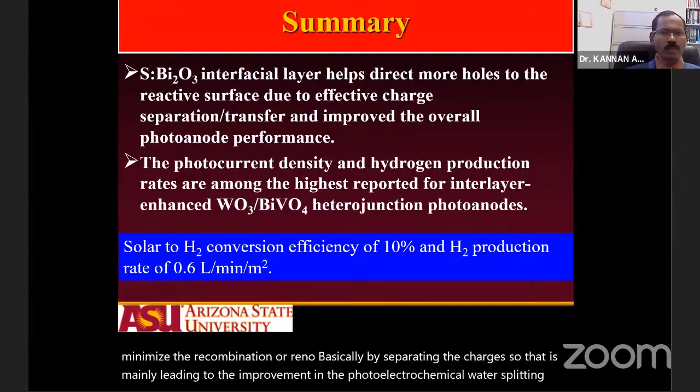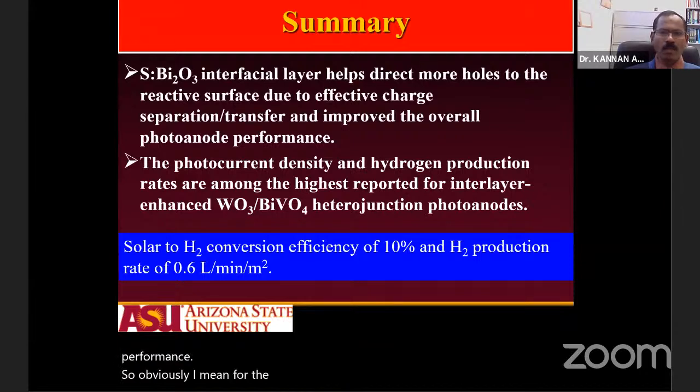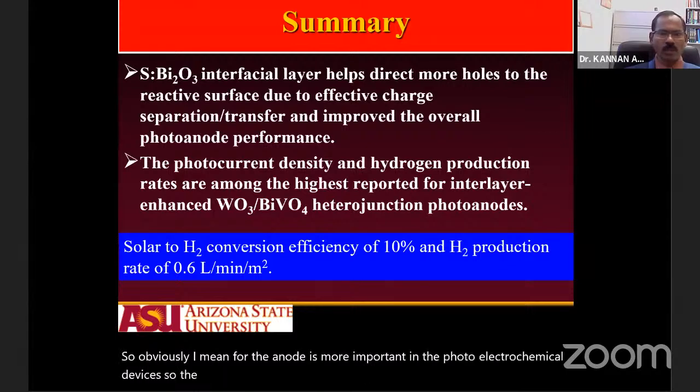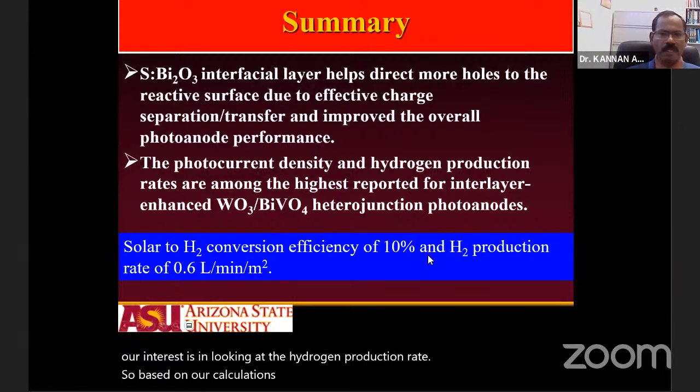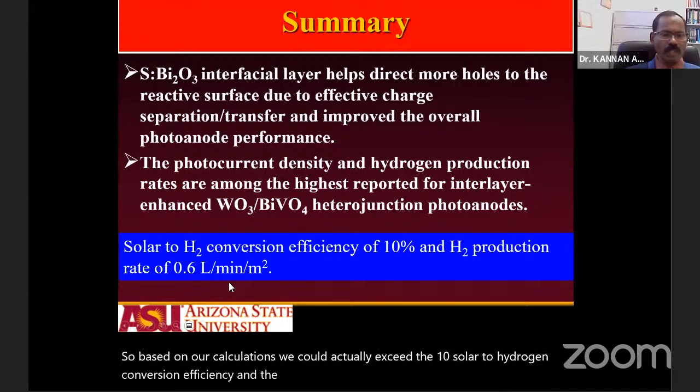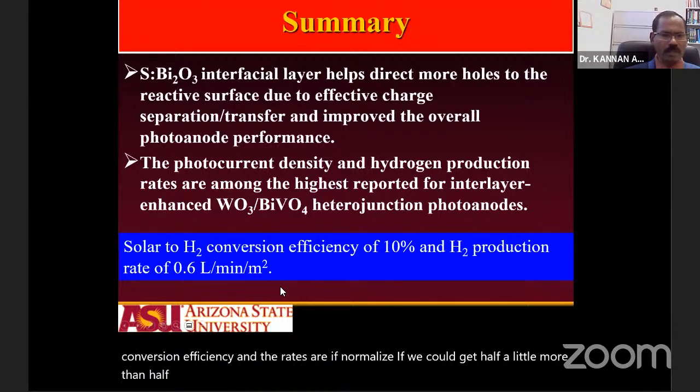Obviously, the photoanode is more important in the photoelectrochemical device. So the focus is again on the photoanode, but certainly our interest is also in the hydrogen production rate. Based on our calculations, we could actually exceed 10% solar to hydrogen conversion efficiency. And if we normalize the rate, we could get more than half a liter of hydrogen per minute per meter square electrode area.